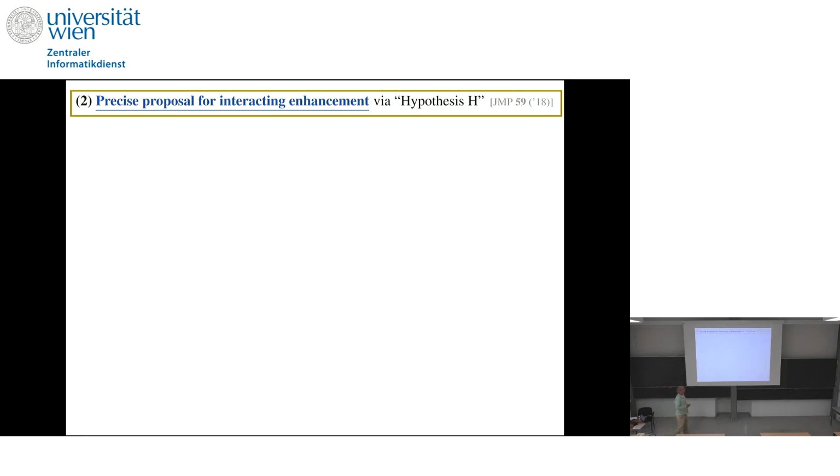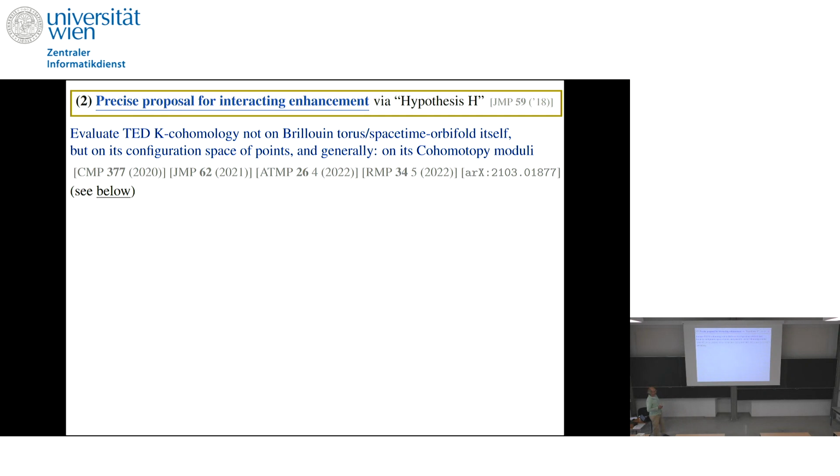Part 2 is this precise proposal for an interacting enhancement via hypothesis H. So this goes back to Hisham's article from 2018. It was published then, it was written much earlier, I think. And the simple idea is the following. Remember, both in the classification of D-branes as well as of topological phases of matter, we say the stable objects, the ground states, are in K-theory, but in K-theory of what? Usually we take it to be the K-theory of the plane space-time orbifold in string theory, or of the Brillouin torus orbifolded by the crystal symmetry group.